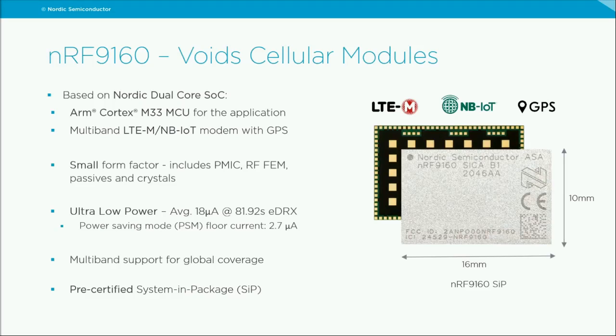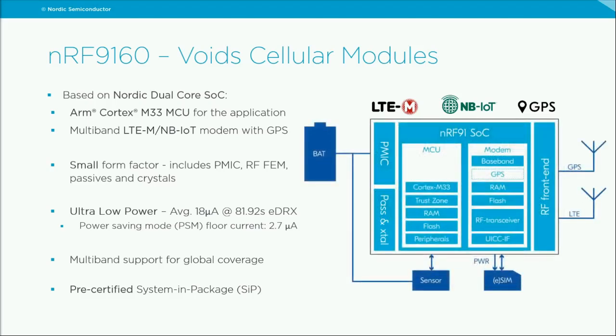So now over to the fun stuff, nRF9160. If you don't know, the nRF9160 system in package is based on our Nordic dual-core system on chip. So we have an ARM Cortex-M33 microcontroller for the application, and a multiband LTE-M and NB-IoT modem with GPS support. It's a small form factor, 16 by 10 mm by 1 mm. It includes all the important stuff with the power management IC, and the RF front-end module, and the passives and crystals inside.